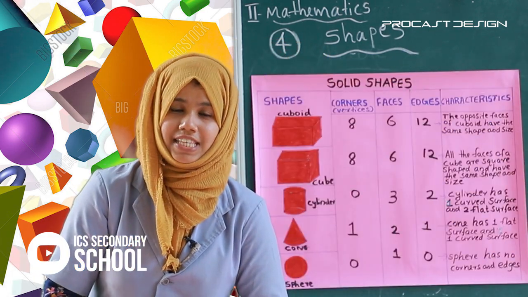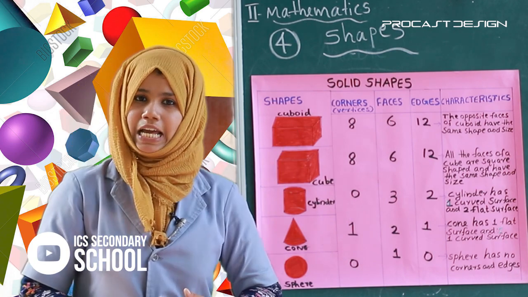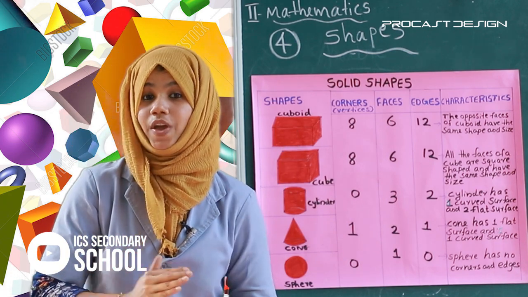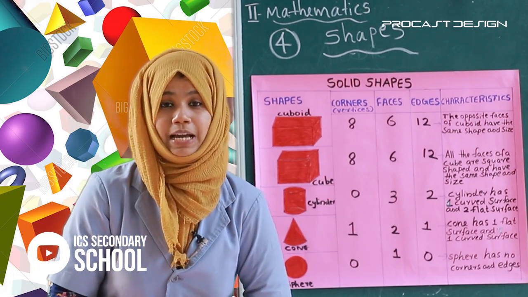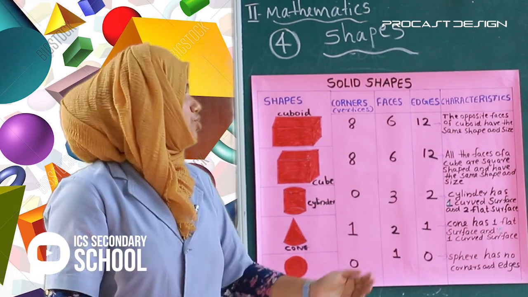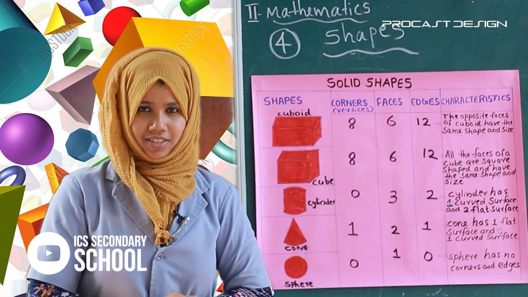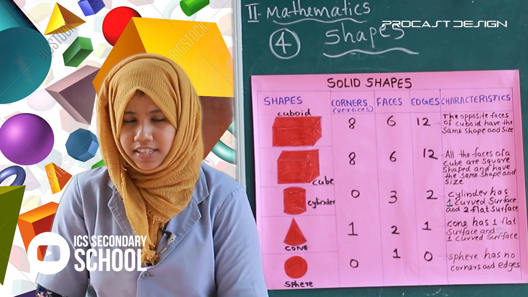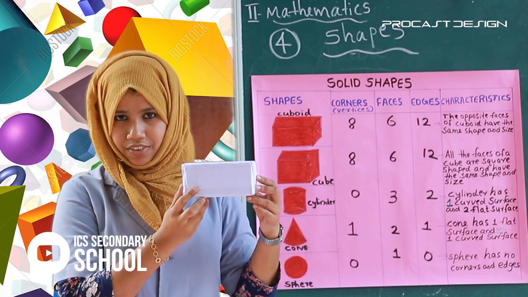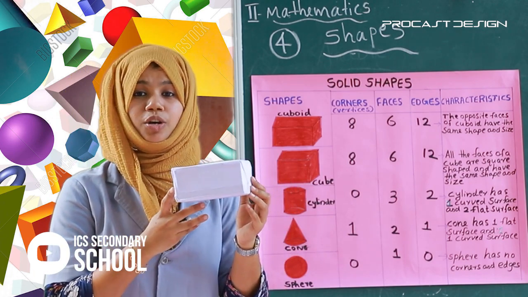We already learned about the plane shapes. Now we are going to learn about the solid shapes. The first one is cuboid. What is the first solid shape? Cuboid. Can you see this? This is a cuboid shape.